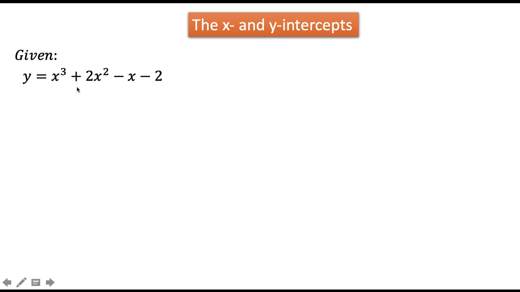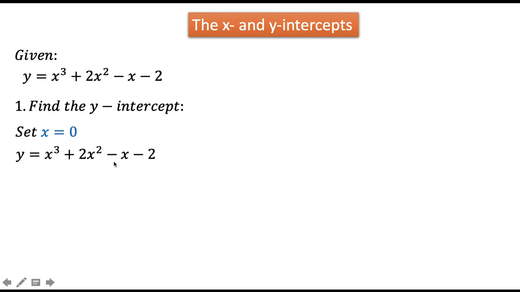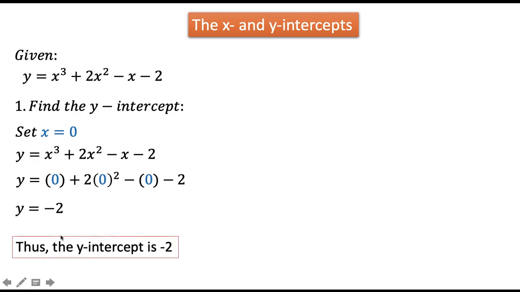Given y is equal to x cubed plus 2x squared minus x minus 2, if we're asked to find the y-intercept of this given function, we will start by setting x is equal to 0. We will then write the given function and replace x with 0. Solve the given function, and in this case, y is equal to negative 2. Therefore, the y-intercept is negative 2.